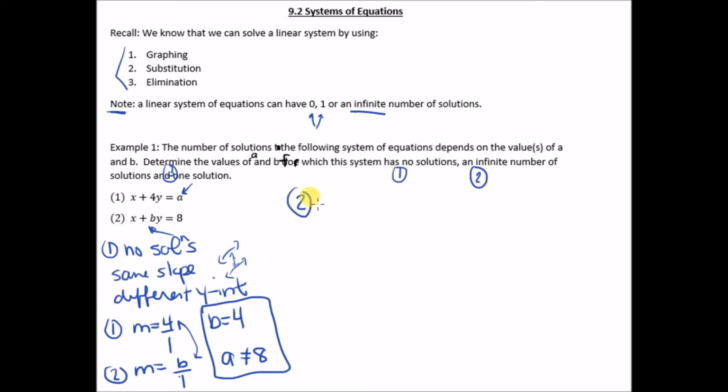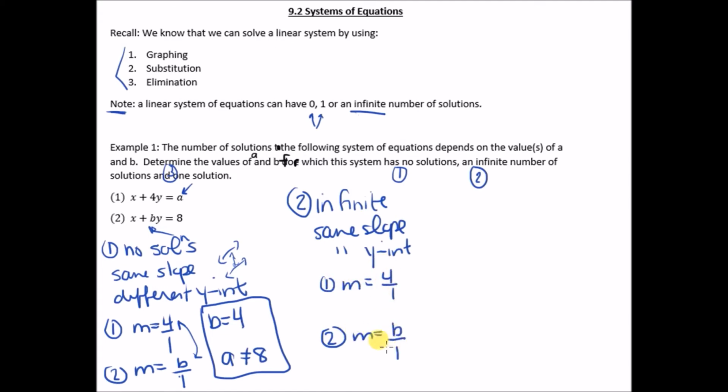Okay, number 2, infinite. For infinitely many solutions, we have to have the same slope and the same y-intercept. So again, equation 1 has a slope of 4 over 1. Equation 2 has a slope of b over 1. Therefore, our b equals 4. However, this time we want the same y-intercept, so a equals 8. By making b equals 4 and a equals 8, we are going to have infinitely many solutions.